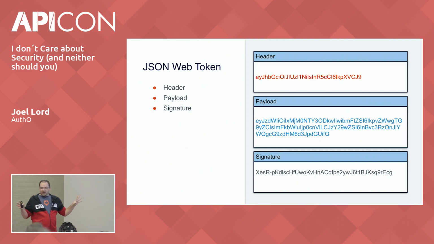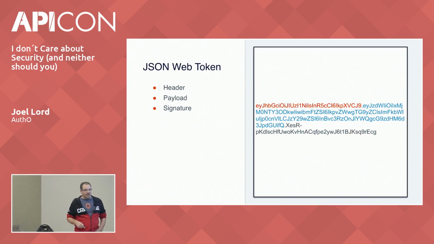So you take all of those things, base64 encode all of them, concatenate everything using dots, and you've got your JSON Web Token. Very lightweight. Very easy to carry around. So that's what you have.